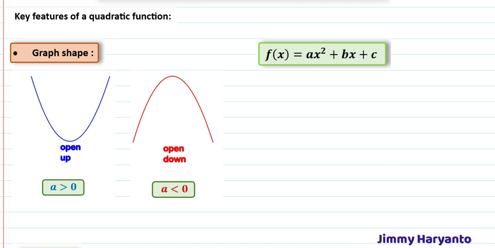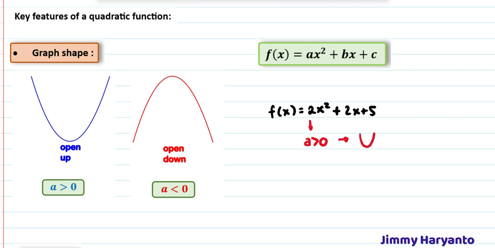Next is when a is less than 0, it will open down. I will give an example for the opens up. The opens up may be like this, like 2x squared plus 2x plus 5. As you can see, the value of a is greater than 0. That means the shape will open up when you sketch the graph later. When the 2 changes into negative 2, that means a is less than 0. Less than 0 will be like this.